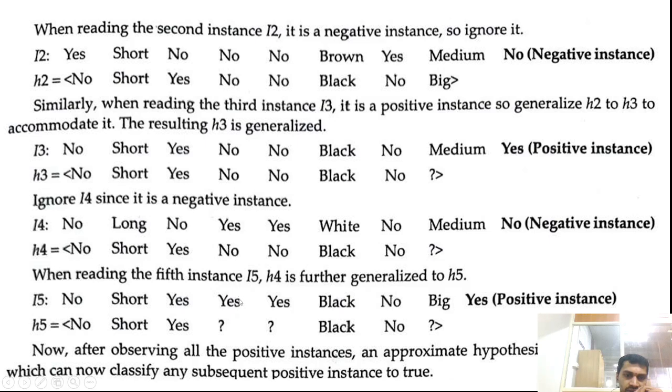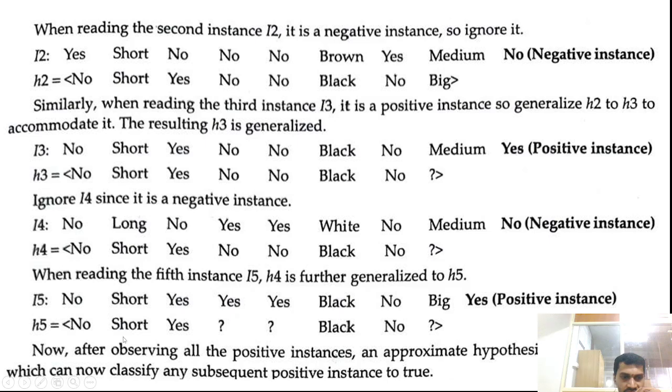Now I have to generalize these two again, this one and this one and this one. So no, yes, I will make it a question mark, it is generalized now, it will take both values, yes or no, and it is again yes or no, it will take both values. And black is black, it is specific, and no is no, again no, and big is again a question mark.